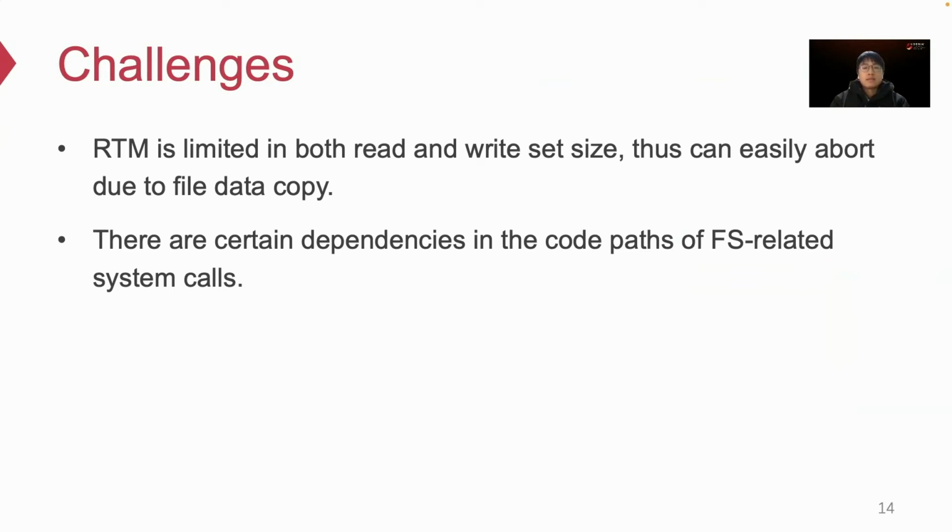Second, there are certain dependencies in the code path of FS-related system calls. For example, path-related operations such as open and mkdir must be preceded by path lookups, and file indexing must be done before reading and writing a file. The operations can be lengthy and may include memory accesses that do not need to be tracked by RTM. Simply wrapping the entire operation within an RTM not only easily leads to capacity aborts, but also increases the probability of conflict aborts.